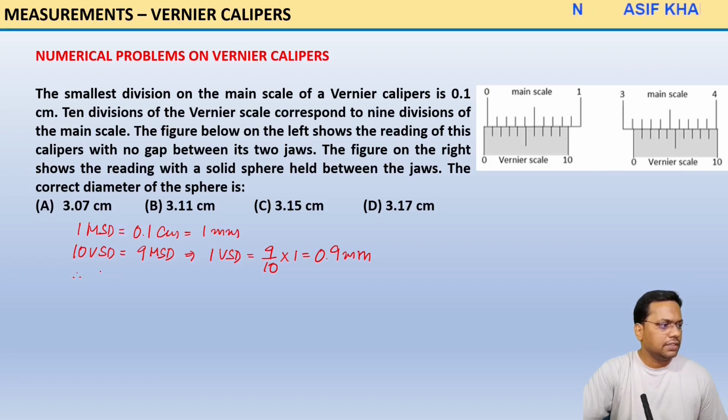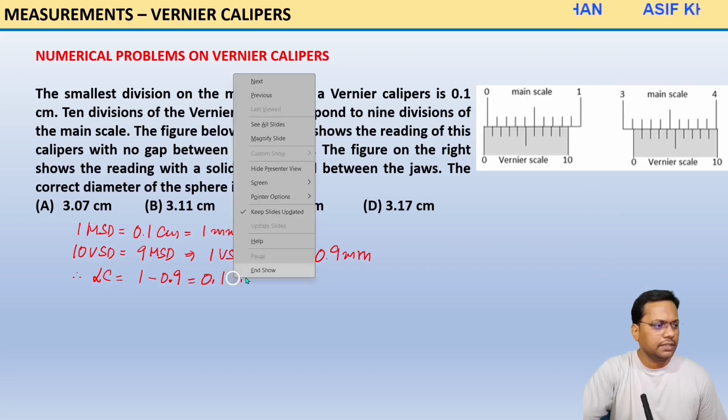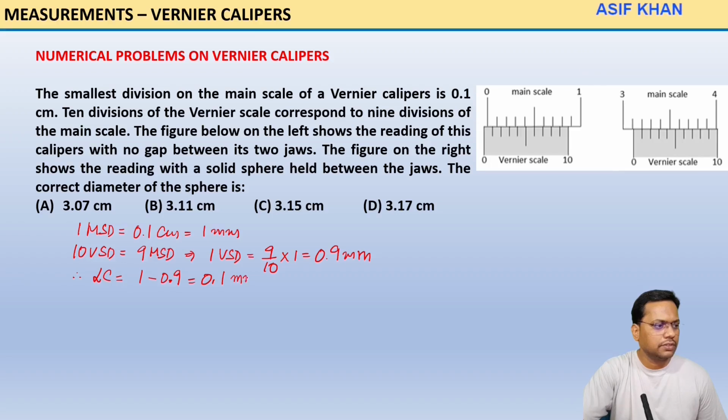Therefore, we can find out the least count from these values, that is least count is equal to 1 MSD minus 1 VSD, that is 1 mm minus 0.9 mm, that is 0.1 millimeter, the least count of the given Vernier calipers. The next step: the figure below on the left shows the reading of this calipers with no gap between its two jaws. That means when the two jaws are in contact with each other, the reading is shown by the left figure, the first figure.